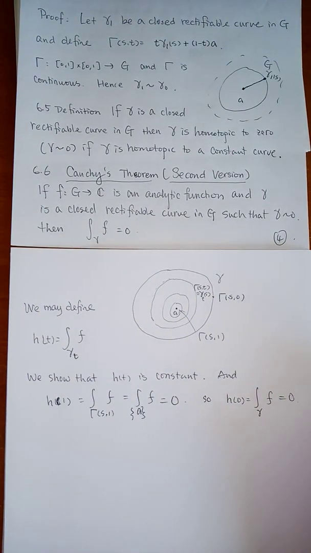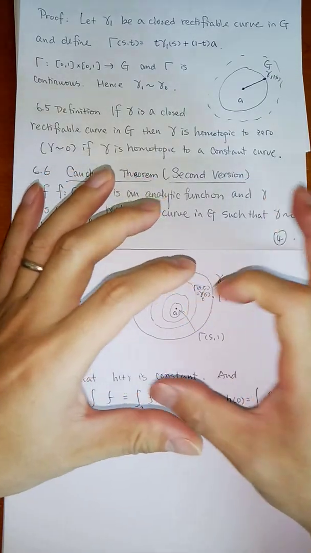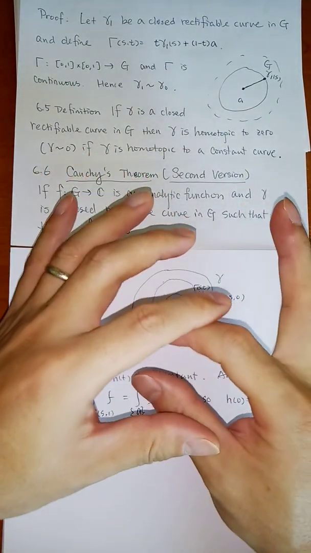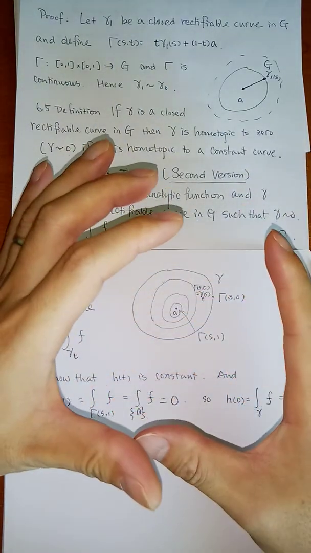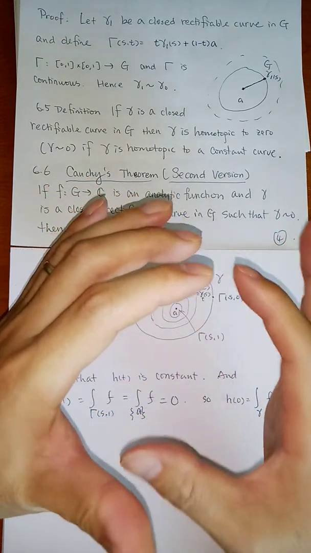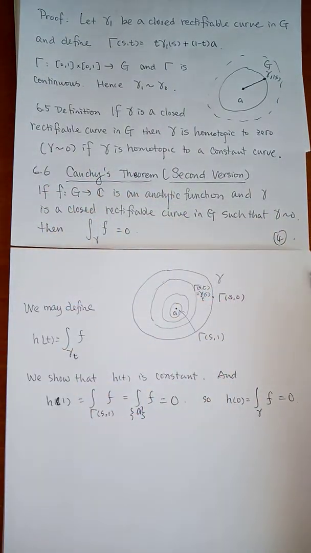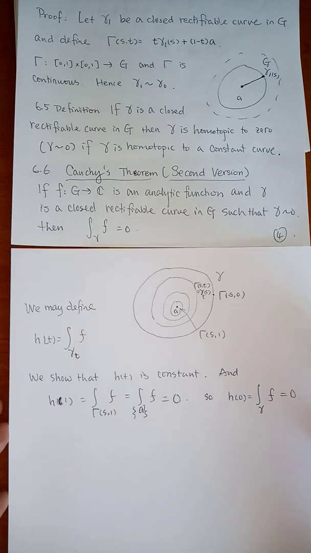So how do we prove that the integral is 0? And actually this is the original idea. Why do we want to shrink it? We want to change from one curve to another curve so that we get the same integral for the analytic function. Okay, but there's a serious problem.